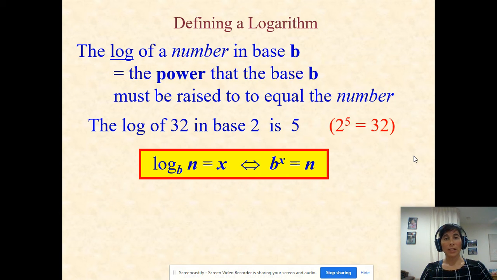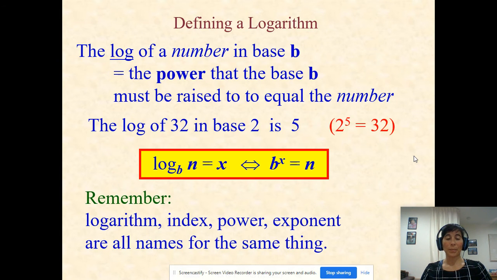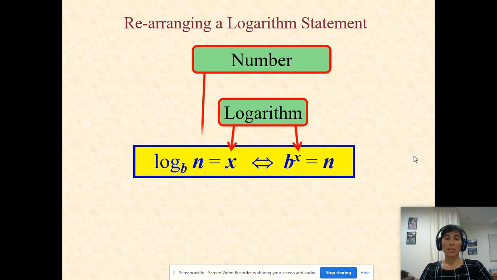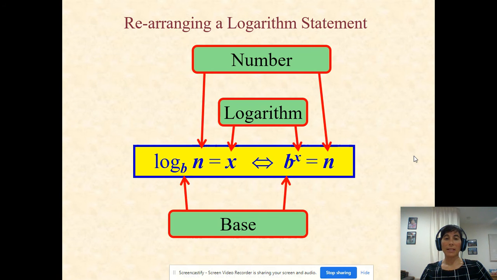And on our formula sheets, we have this formula. So we have this ability to be able to convert from log to index form. So I've just put here, remember, logarithm, index, power, exponent are all names for the same thing. So if you see that in a book, just be aware of that. Just identifying, so the log is the x value, the number is the n value, and the base is the b value.